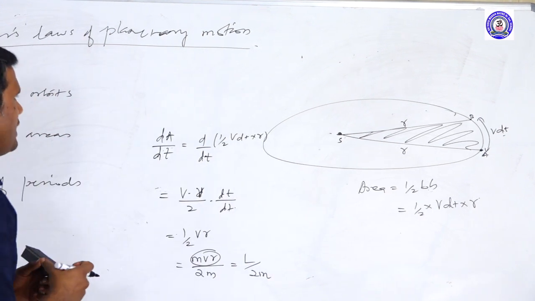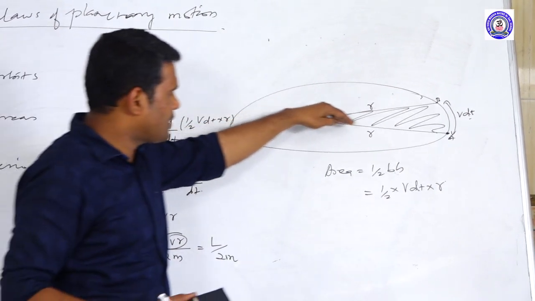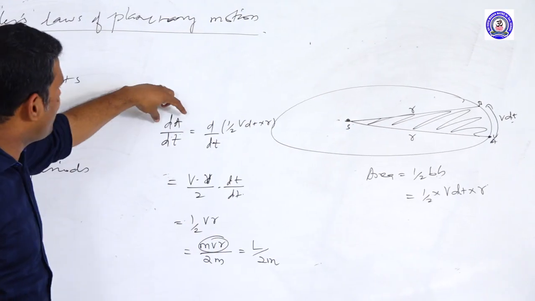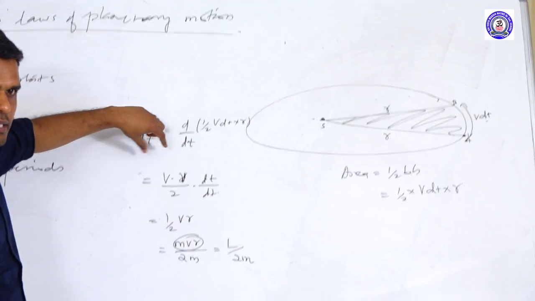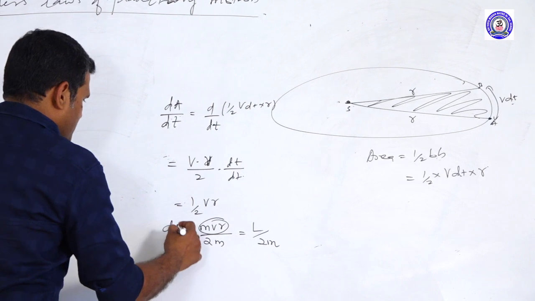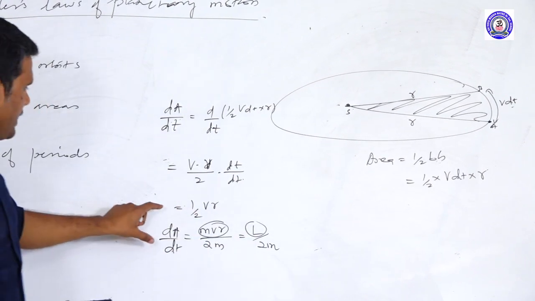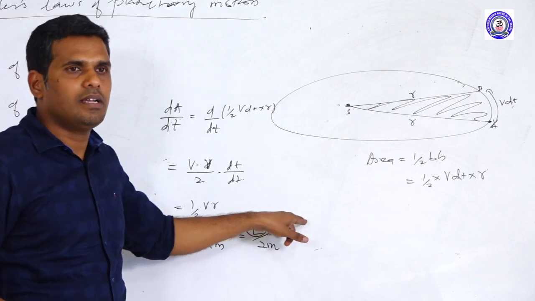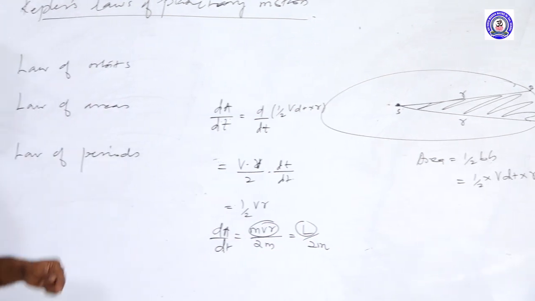The line joining the sun and the planet, the radius vector, sweeps out equal areas in equal intervals of time. So this dA by dt, the change in area with respect to change in time, is always a constant. How it is coming as a constant is based on this value of L. So if dA by dt is constant, then this L by 2m, L is also a constant. Angular momentum is conserved in this case. This is the second law of Kepler, the law of areas.